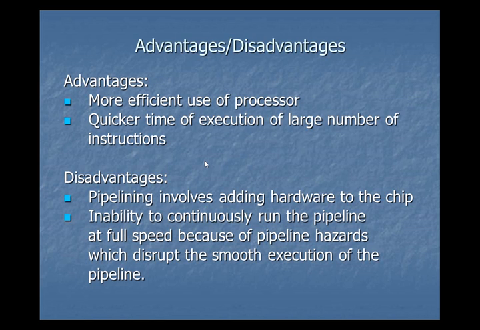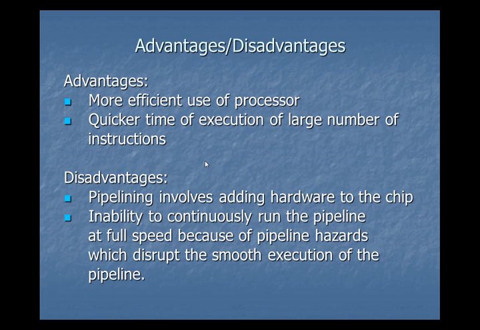Then the next one is a quicker time of execution. As multiple instructions are executed at the same time, this saves time for a large number of instructions. So the two advantages are the efficient use of the processor and the quicker time of execution, that is time saving. Programs or instructions are executed in a quicker time.